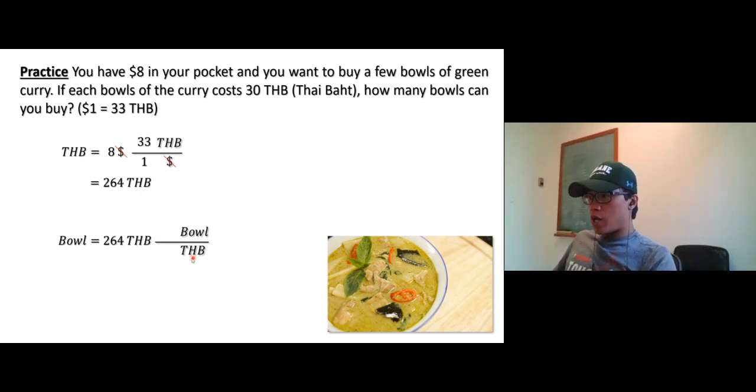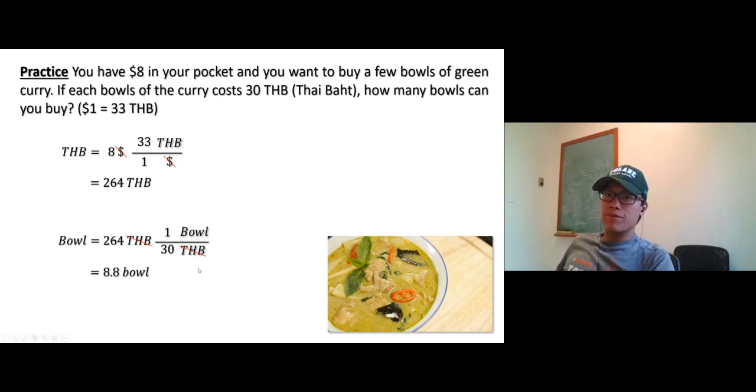All right. But the way we do it, we're gonna put Thai baht at the bottom, so it will cancel out, and you'll be left with just bowl. All right. So what's the conversion factor? 30 Thai baht is 1 bowl. This term is 1 because the top value and the bottom value are exactly the same. Okay. So 264 divided by 30, Thai baht cancel out, 8.8 bowls. So right there. Okay. So you can get 8 bowls total.